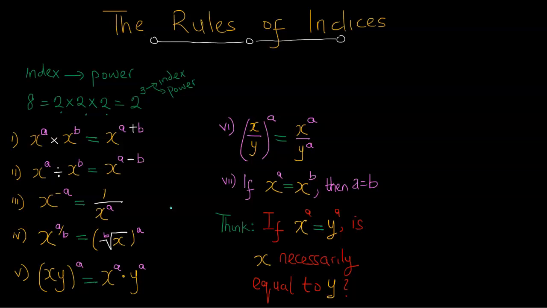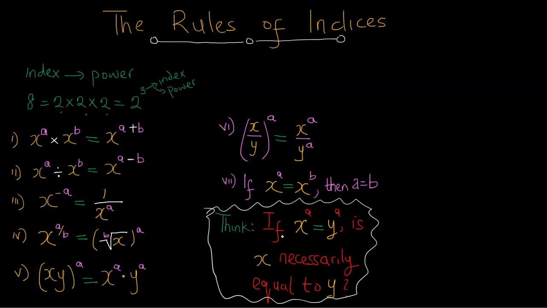The next one is so similar to the previous one, but here we've got a quotient, a division. So the power is also going to affect each of the indices. So the final one here, I love having this one as the final rule. If x to the power of a equals x to the power of b, then a is equal to b. So what this rule just teaches us is that if the bases are the same, the powers would also be the same.